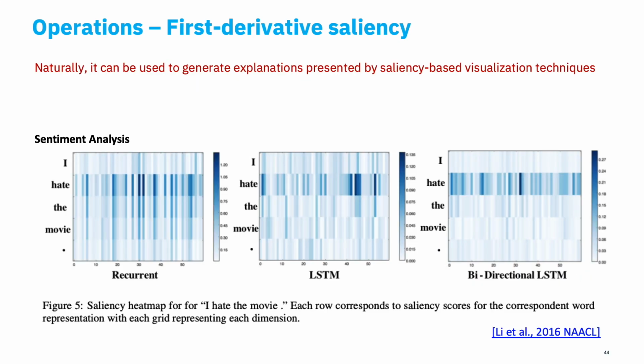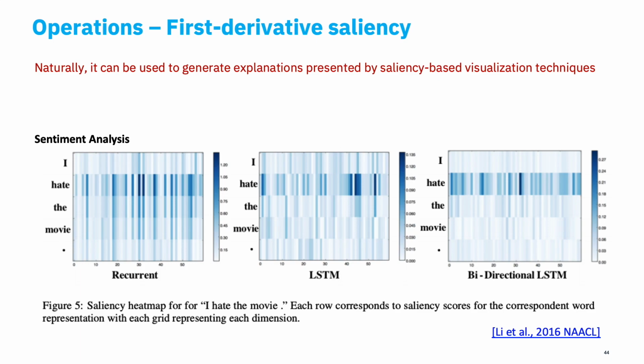Since first derivative saliency are importance scores of the first input layer, we can naturally use a saliency heatmap as shown here to visualize the importance of the input elements. Here we have a chart taken from the work done by Lee et al., where they were using first derivative saliency to show the importance of the input words to the final sentiment label using different neural network architectures.